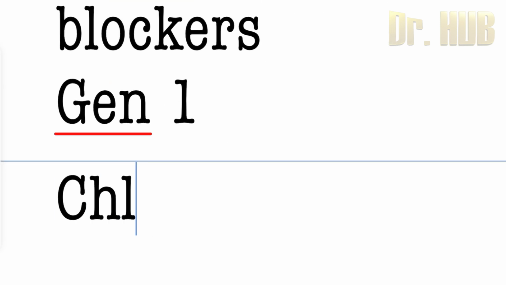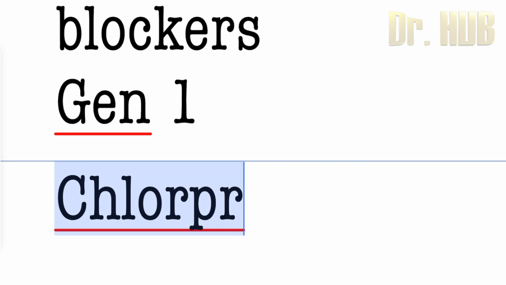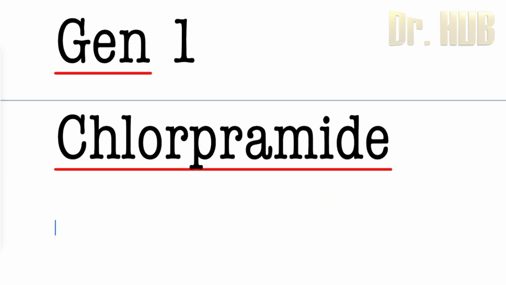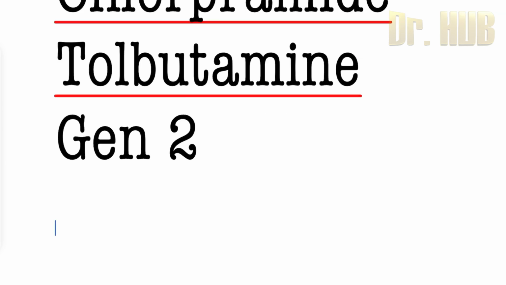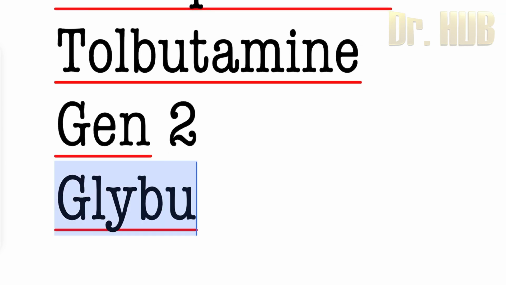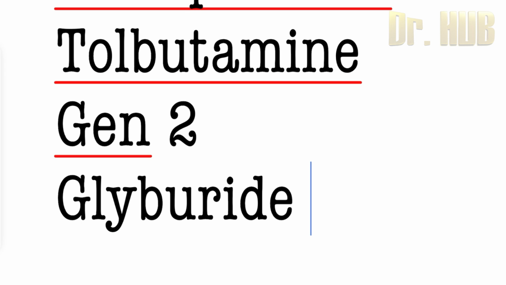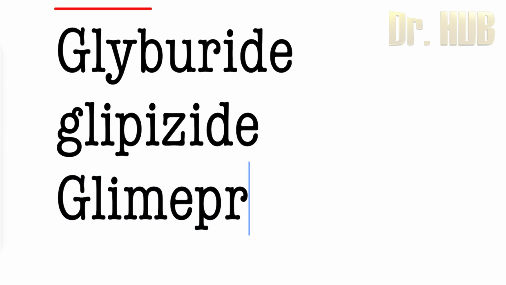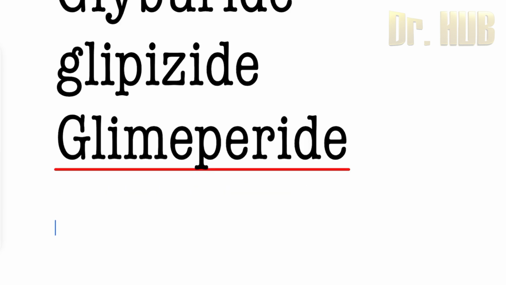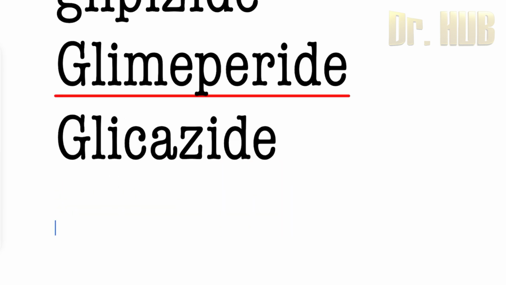Generation 1 is chlorpropamide and tolbutamide. So these are the two first generation. Looking at second generation, it is glyburide, glipizide, glimepiride, and gliclazide. So all these are generation 2.